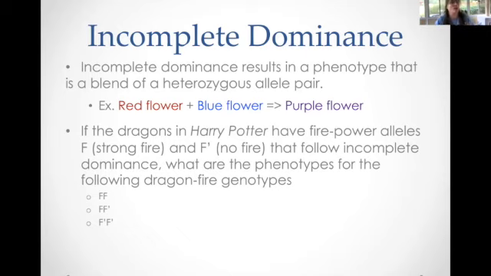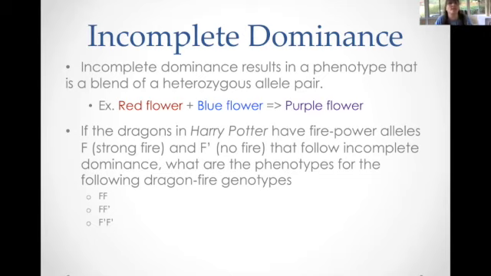Okay, so in Harry Potter, we're going to talk about dragons. That's part of why it makes Harry Potter so easy. So in Harry Potter, we have the firepower allele. We have strong fire and no fire. Strong is going to be F. No fire is going to be F apostrophe. Notice they both look exactly the same, but instead of it being capital and lowercase, we have an apostrophe to mark which is the other one.